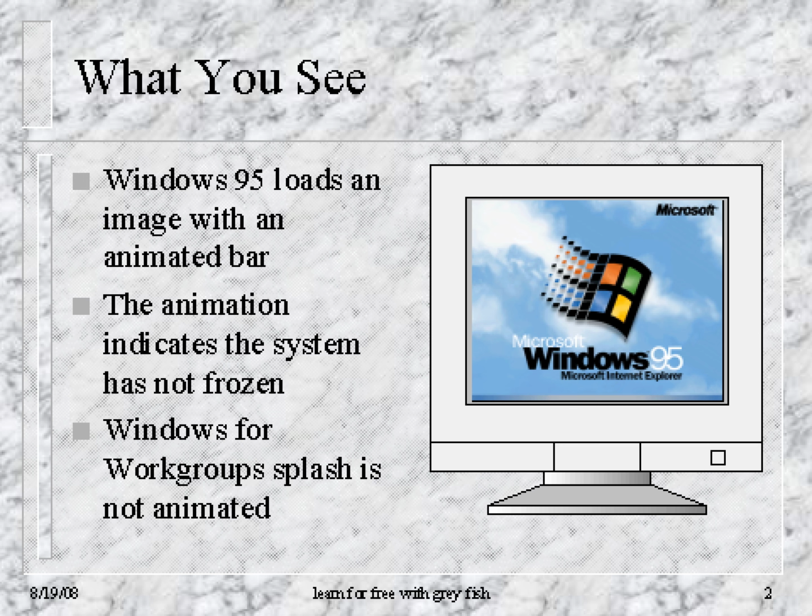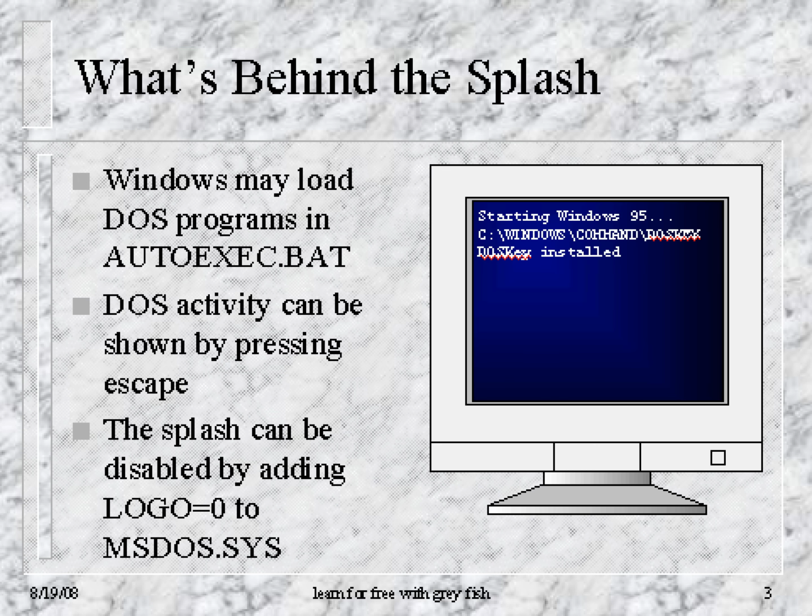Windows for Workgroups also has a splash screen, but it's not animated, so the only way to tell if your system may have locked up is to check the fixed disk activity light. You can press the escape key to see what is going on in the background if you have drivers or utilities that run in autoexec.bat, and if you prefer not to see the boot splash, you can add LOGO.SYS to the MS-DOS.sys file. In the olden days of DOS, this was another binary file, but in Windows 95 it's now just a plain text configuration file.